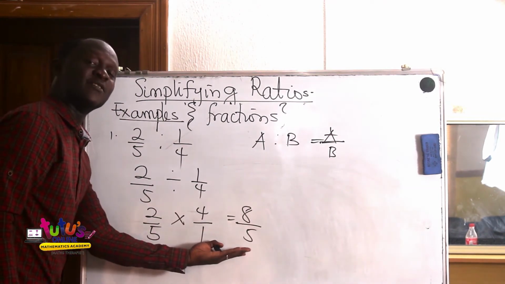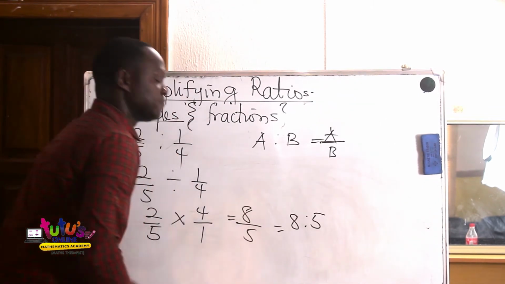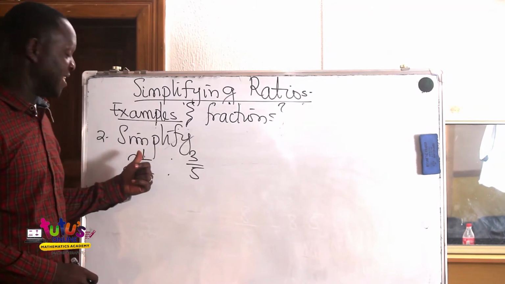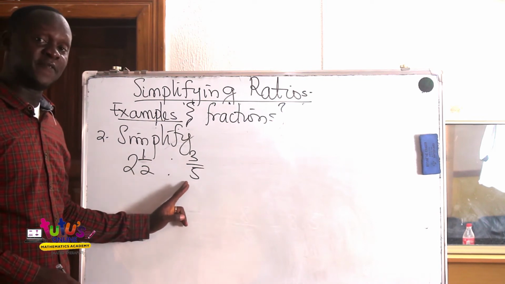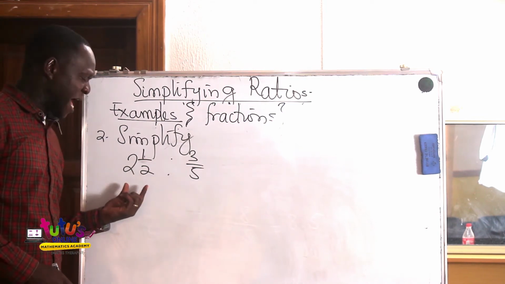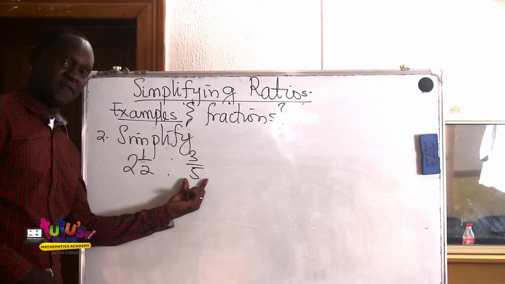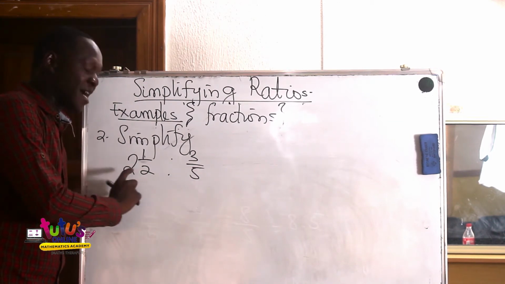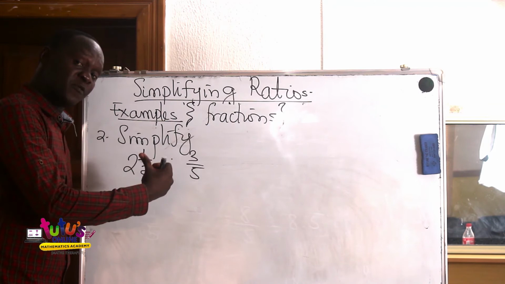Can you write this as a ratio for me in your books? It gives us what? 8 ratio 5. We'll be taking the second example shortly. Example 2 says, simplify 2 whole number 1 over 2 ratio 3 over 5. Now, in this case, what we have here is a mixed fraction, and here we have a proper fraction. Just a brief review. A mixed fraction is a fraction with a whole number and a proper fraction. We've explained what a proper fraction is from the previous example.